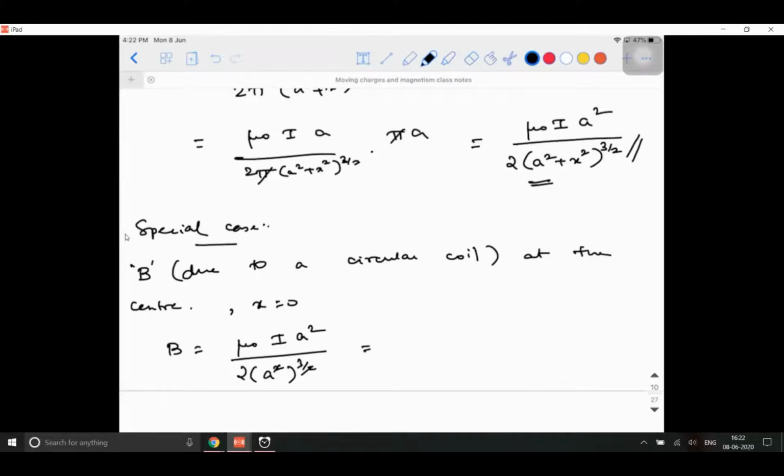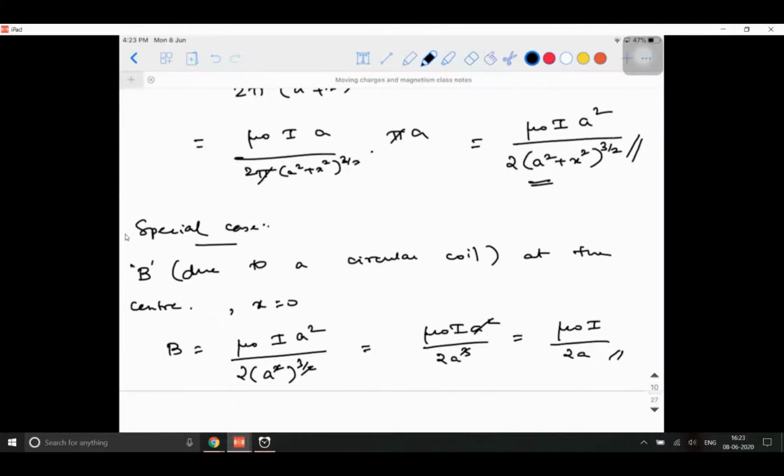This 2 and 2 will get cancelled. So I'll have mu naught I a square divided by 2a cube, and the a square will get cancelled. Answer is mu naught I divided by 2a. If you observe this result, it is similar to what we have discussed in the previous class. Can someone tell me what it is? It is very much close. And that is a mistake I see always.